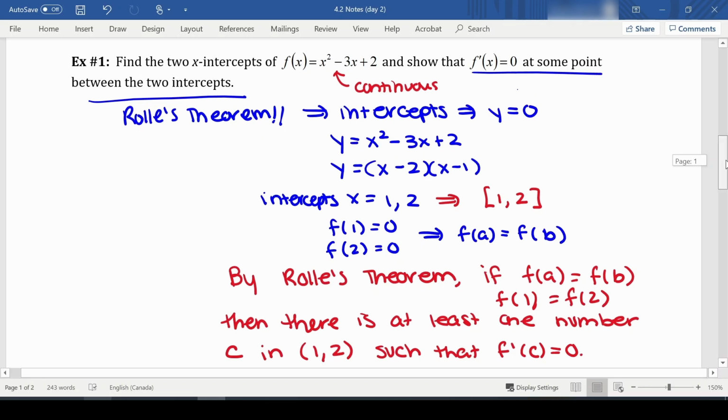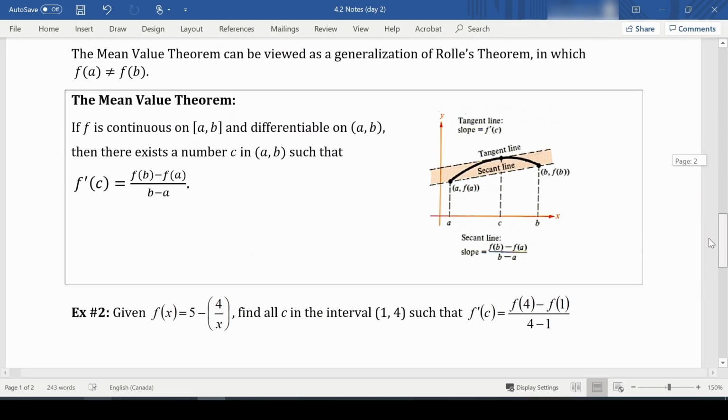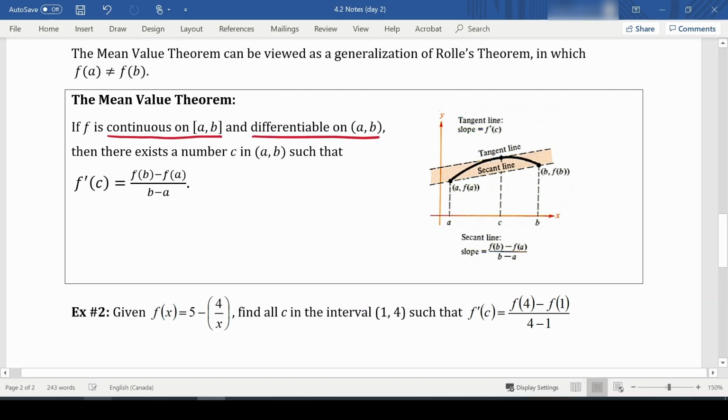Okay. Now, the mean value theorem is an extension of Rolle's theorem, but where the endpoints do not need to be equal. So f of a is no longer equal to f of b. Again, f is continuous on [a, b] and differentiable, similar to Rolle's theorem, but we no longer have the condition that the endpoints must be equal. We still have there exists a number c in (a, b), but now it's such that f prime of c is equal to the slope of the line between the two endpoints.